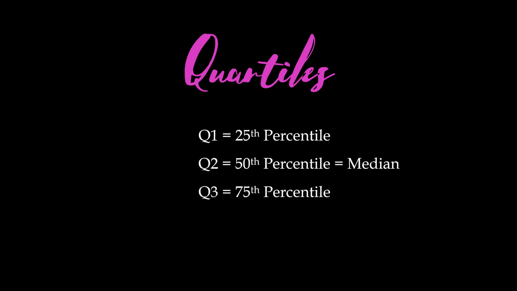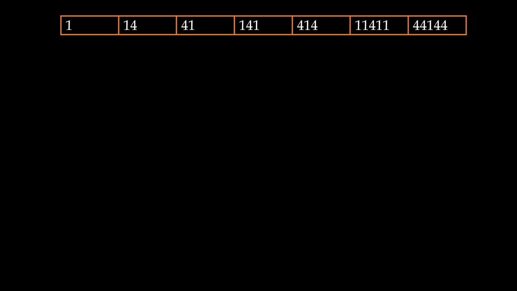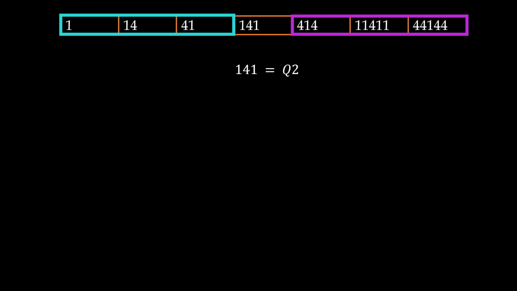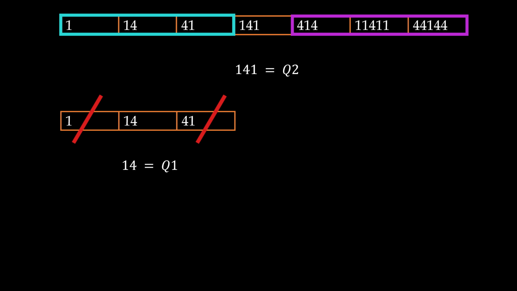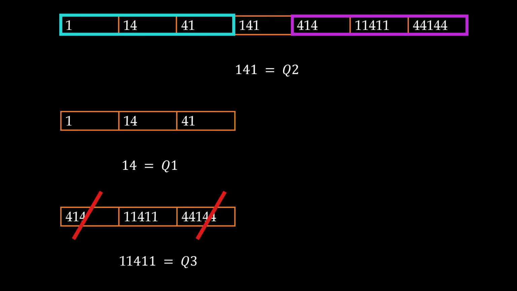Here's a quick way to find the quartiles given a small data set. After you order your set, take one value away from each side until you reach the middle. The middle number is the median and also Q2. Notice how my data is now split into 2 groups. If I find the median of the first group, I can find Q1. And if I find the median of the second group, I can find Q3.